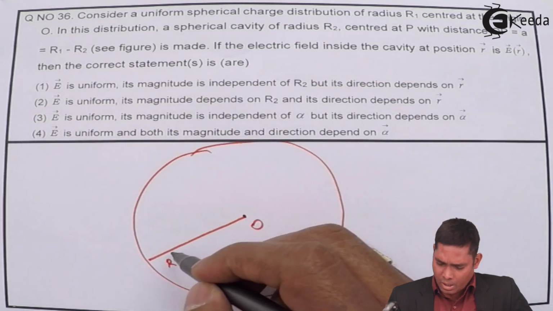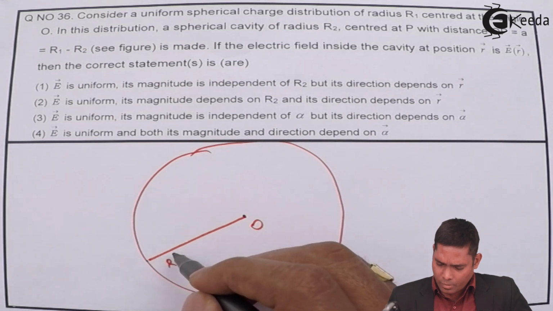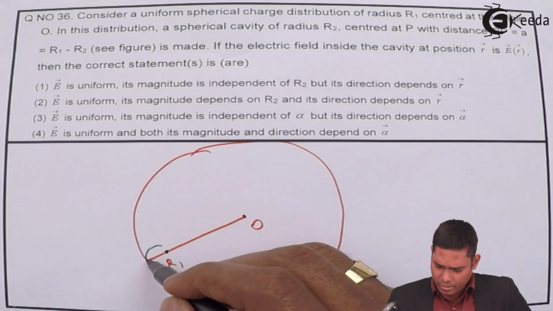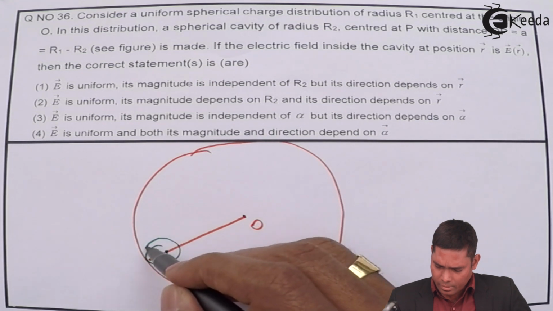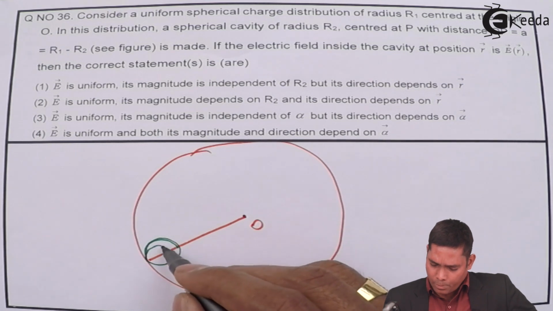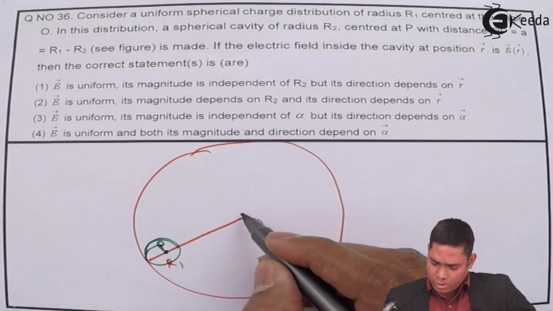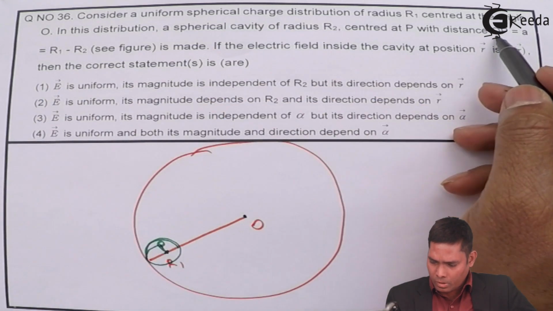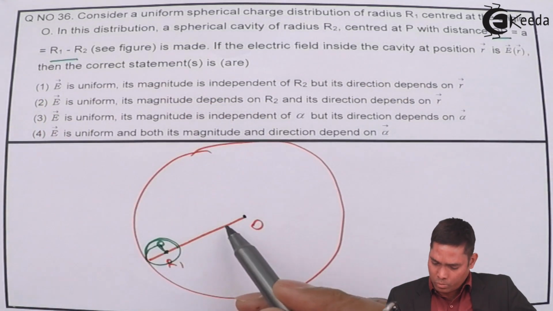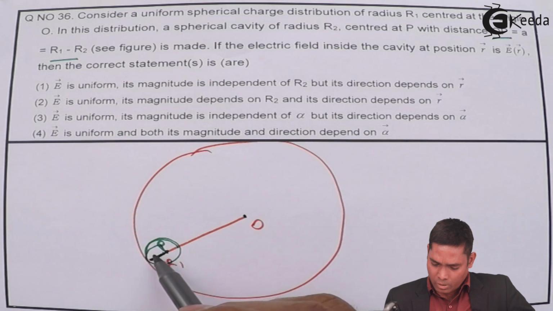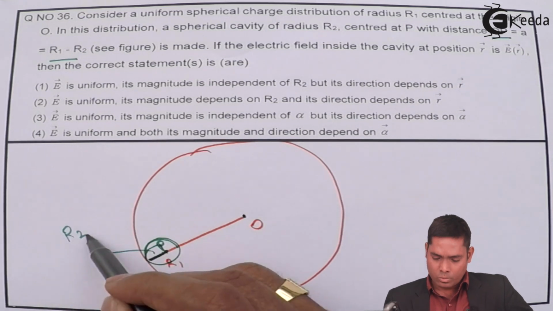So this distance is r1, and the cavity is made something like this, where this point is P and this point is O. This OP distance is r1 minus r2. So this is r1, and this is r2, meaning the radius of the smaller sphere is r2.